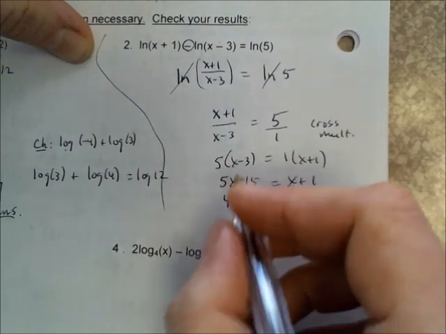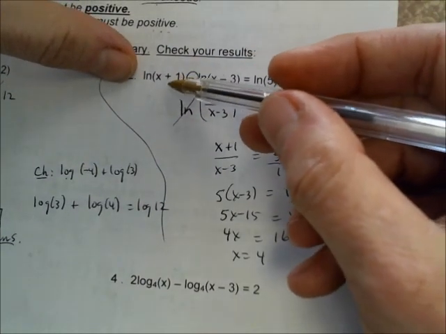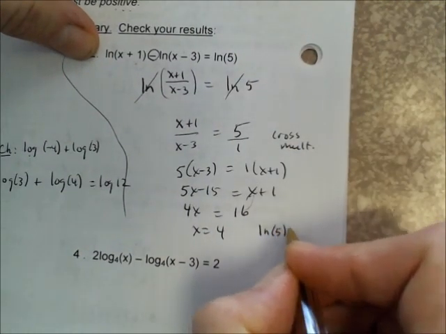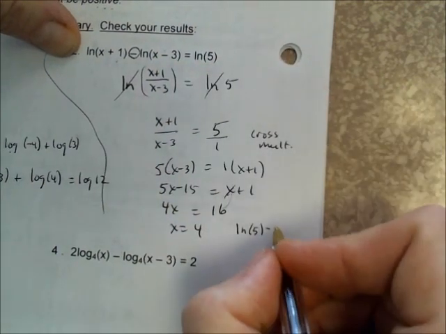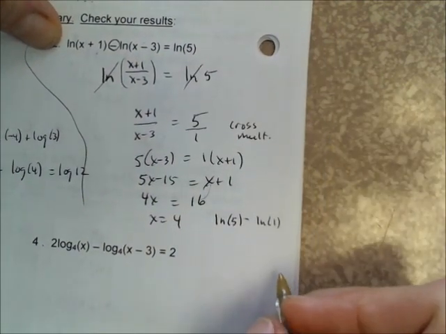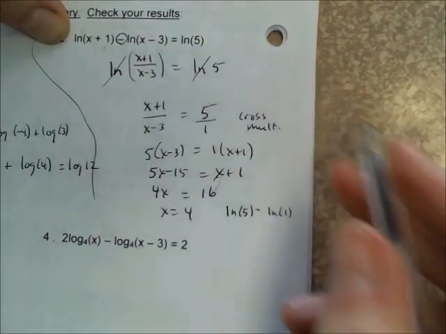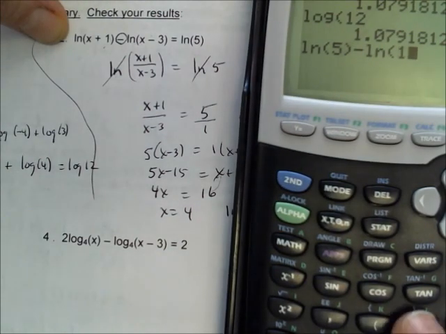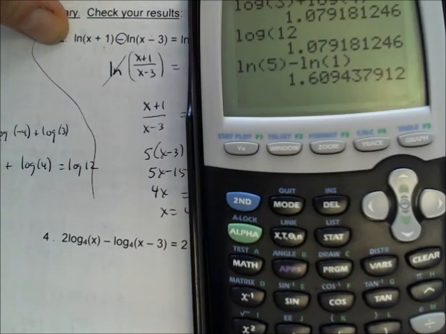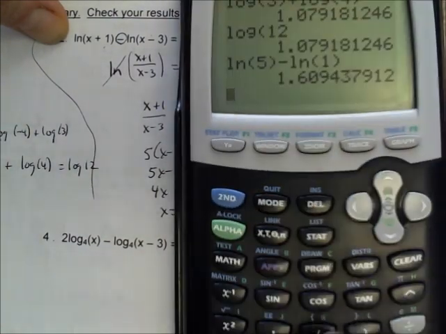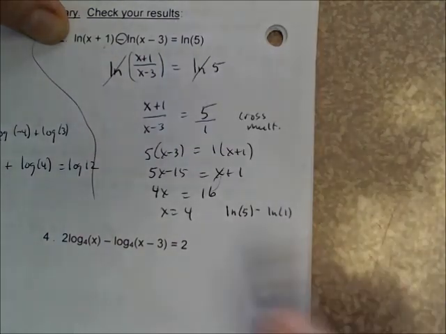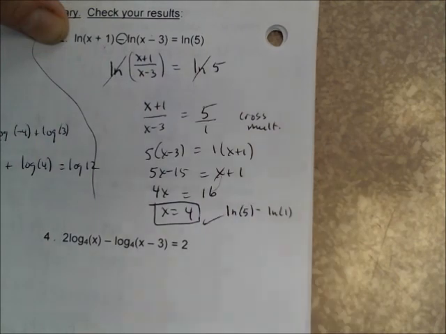So now we're going to go back and plug this in. Does the natural log of 4 plus 1, which is 5, minus the natural log of 4 minus 3, which is the natural log of 1, is that equal to the natural log of 5? Let's see. The natural log of 5 minus the natural log of 1 is equal to that decimal. And let's see if that's equal to the natural log of 5. Yep, they're exactly the same, so this one checks. So that's not extraneous.